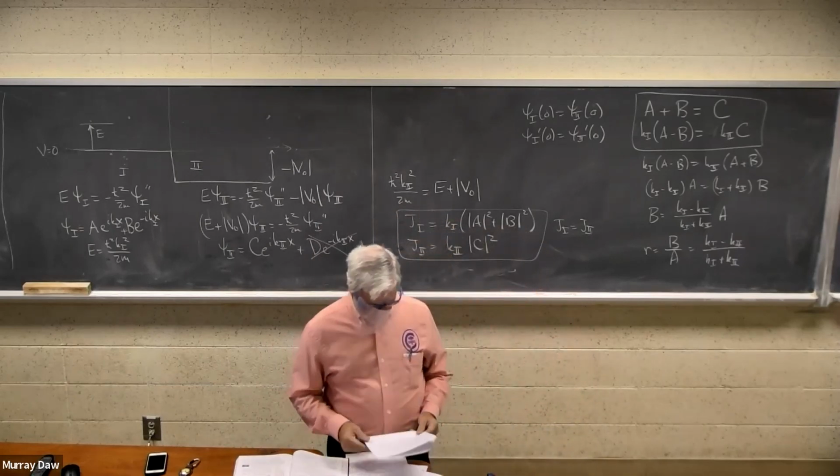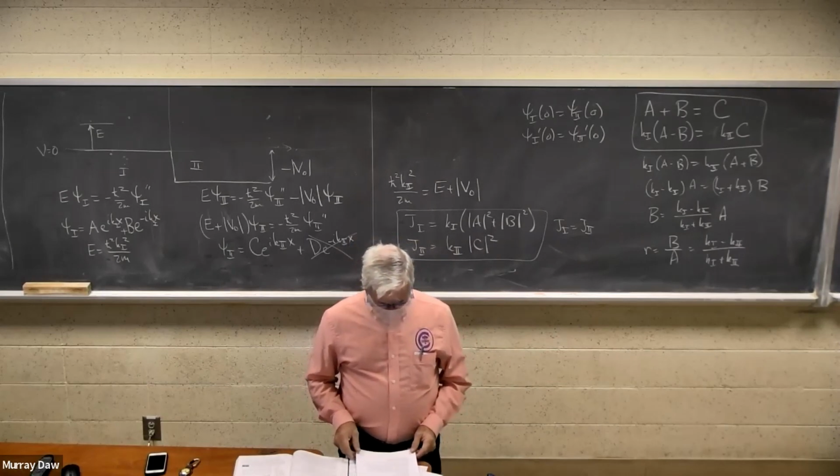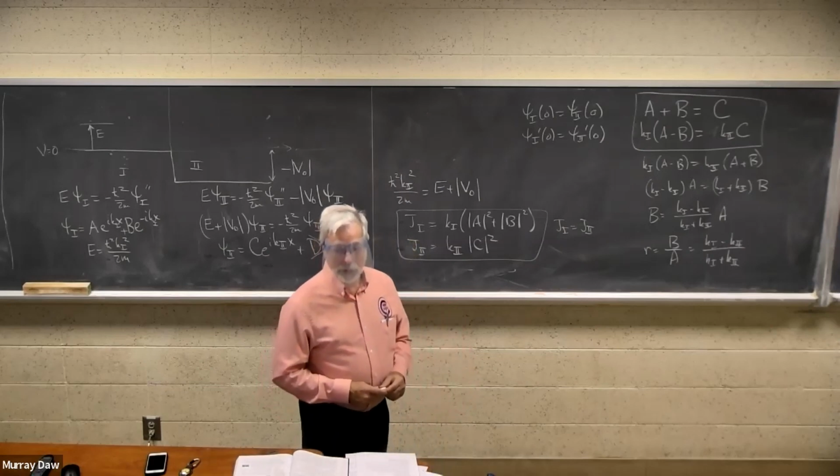Okay, another one? Might as well do 13. Might as well, all right. Write the de Broglie relation and identify the parts.